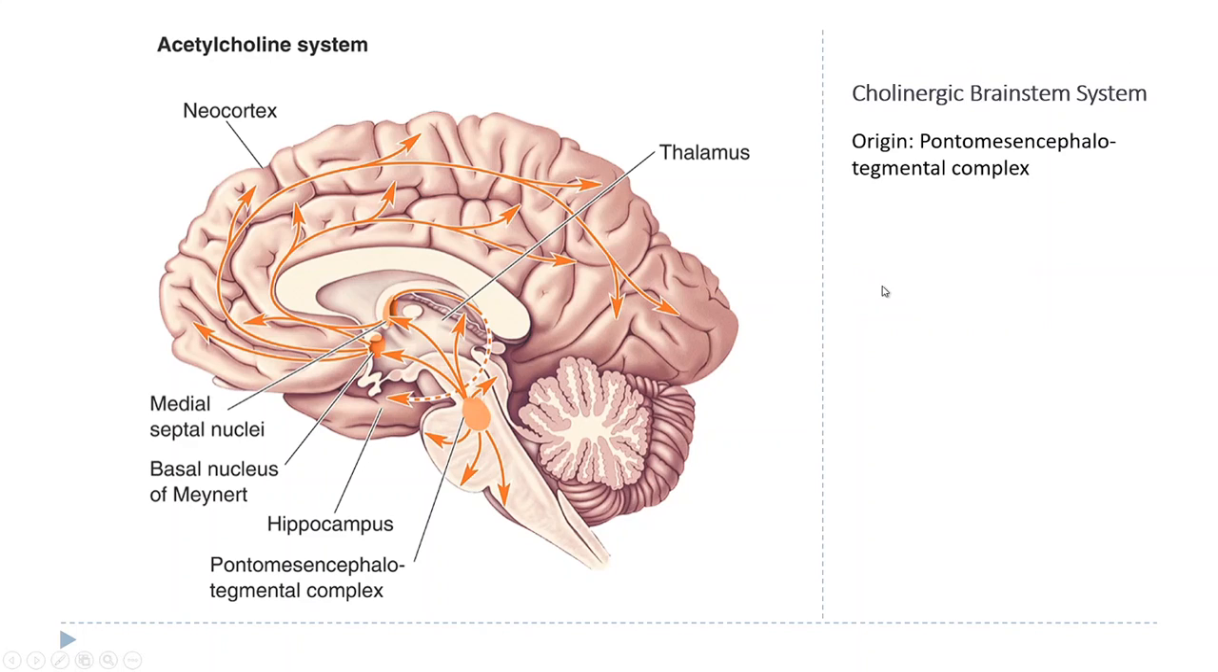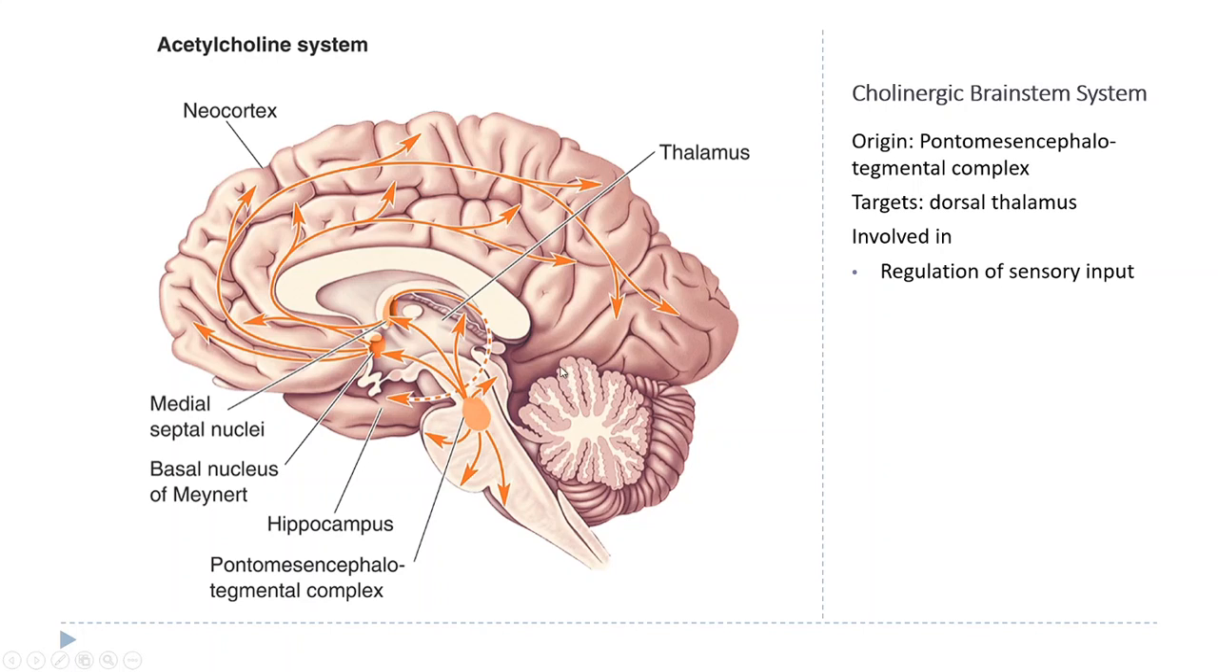Then there's a separate system of acetylcholine neurons in the brainstem, and it's this complex. It's not really a tightly grouped nucleus, so it has the lovely name of the pontomesencephalotegmental complex, which basically means the neurons are kind of spread all over. Some of them are in the pons, some of them are in the tegmentum, but they are all in that same region. Their axons don't actually go very far.